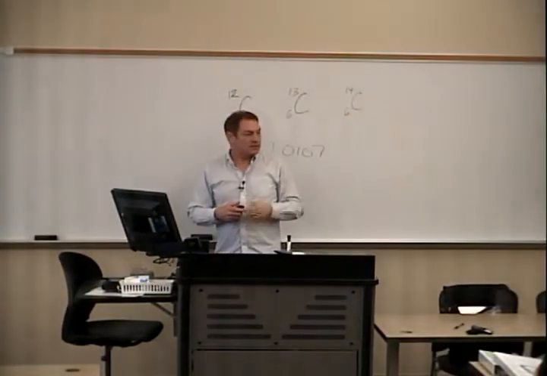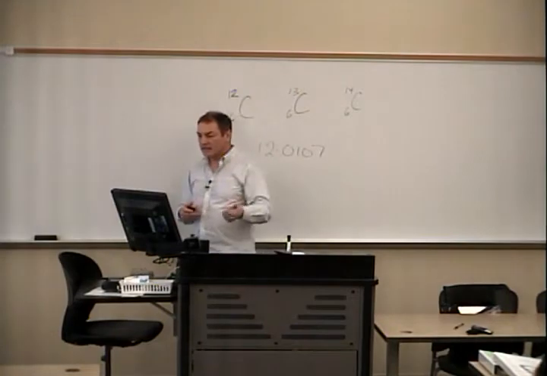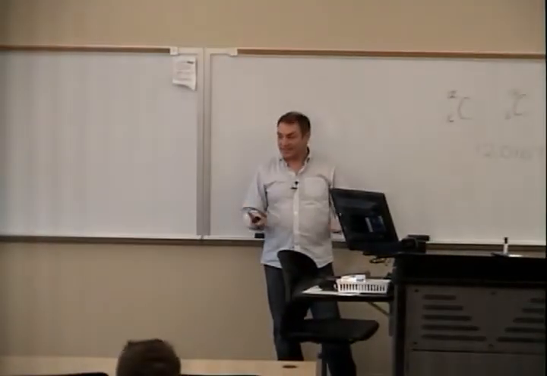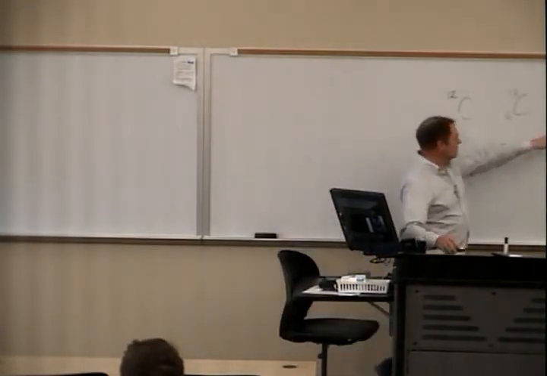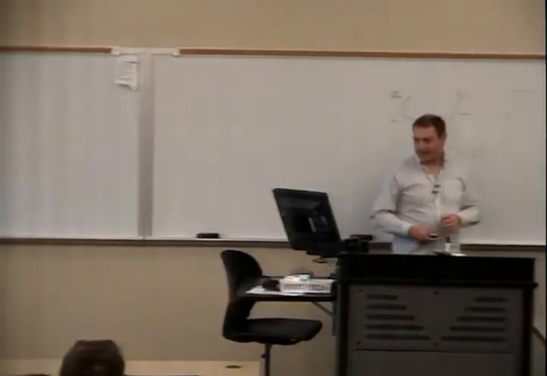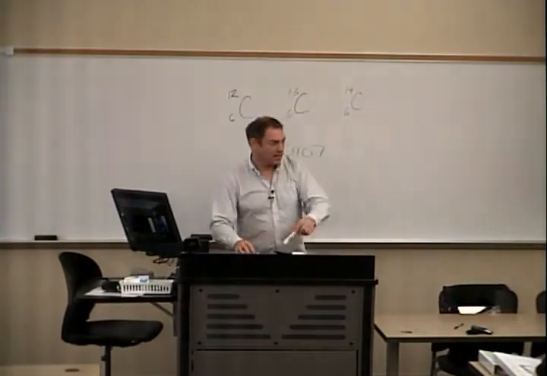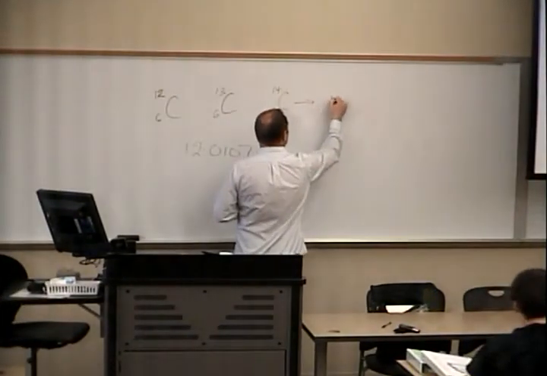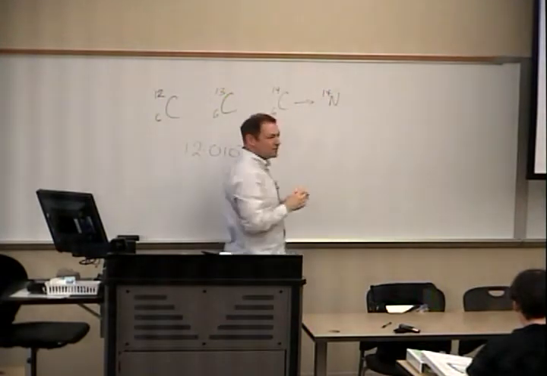So, some isotopes then are unstable and they're radioactive and they decay into something else. Carbon 14 is our radioactive one. It decays, and it actually decays into nitrogen 14.